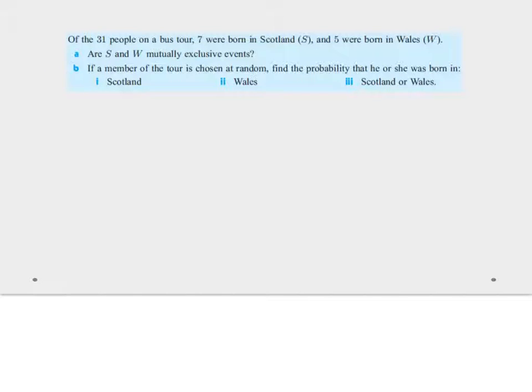So here we have 31 people on a bus tour. 7 were in Scotland, 5 were in Wales, and it says are S and W mutually exclusive events? And since a person cannot be in Scotland and in Wales at the same time, they can only be in one or the other, the answer is yes, they are mutually exclusive. There is no intersection. There are no people on that bus tour that were born in Scotland and were born in Wales, because they can only be born in one or the other.